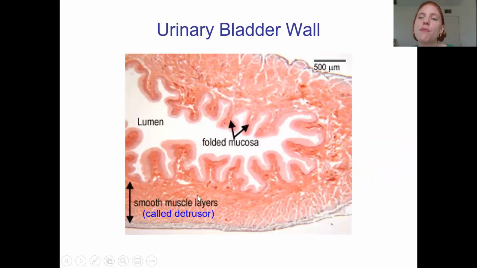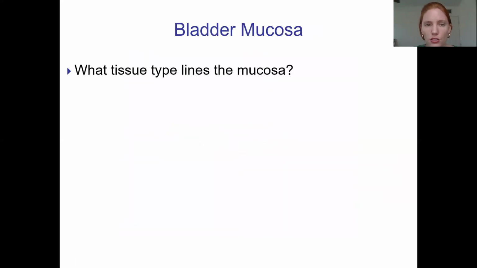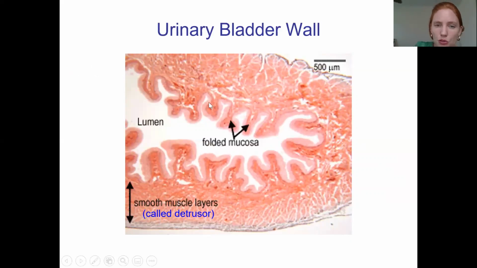Let's also talk about the function of the urinary bladder. Remember, the urinary bladder is to store urine, so it needs to expand and expand and expand. Kind of similar to what we already saw in the stomach, right? Expansion. See these folds right here? What are those folds in the mucosa of the stomach called? Those are called rugae. So we're going to see the rugae inside the bladder.